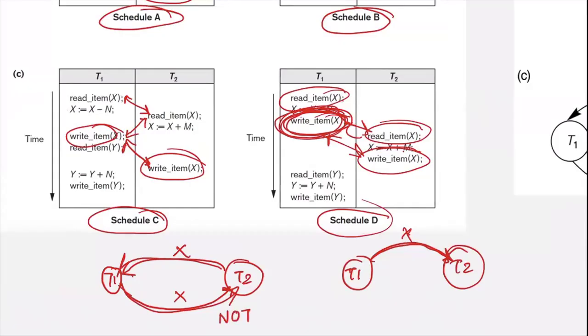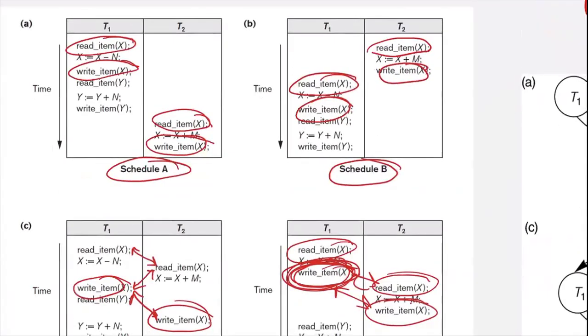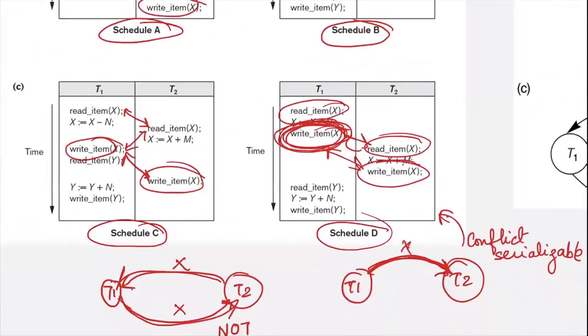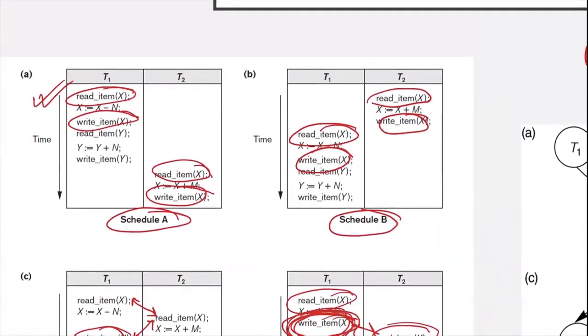However, in schedule D, you see there are no cycles. So this schedule D is conflict serializable. And it is equivalent to which serial schedule? That you can know from the edge. Here I have T1 to T2, so it is equivalent to the serial schedule where T1 is done first, followed by T2. So this schedule D is conflict equivalent to the serial schedule A.